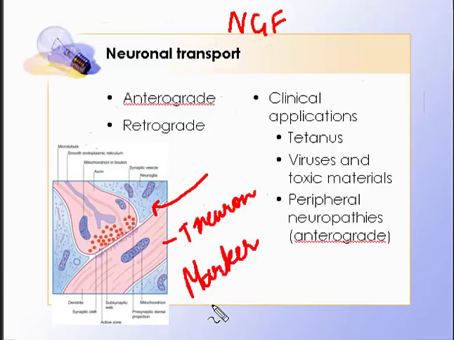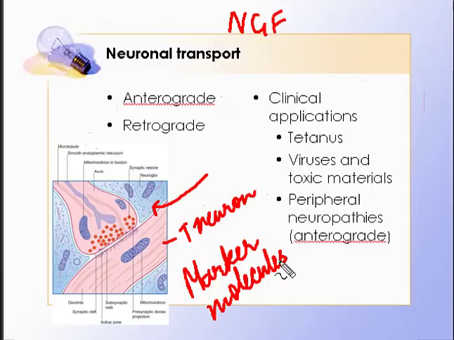A lot of this is done during development, and this uptake of marker molecules is important for cell recognition during development, so that nerve cells know with which cells they need to establish and maintain their contact. So that is retrograde transport.